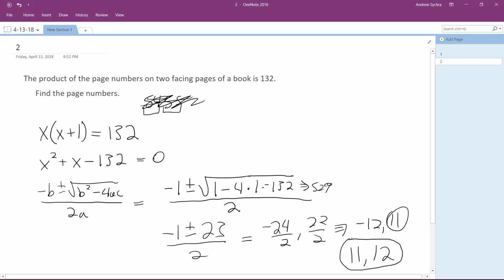This is something you could actually probably brute force on a calculator. But it's still good to know how to do it.